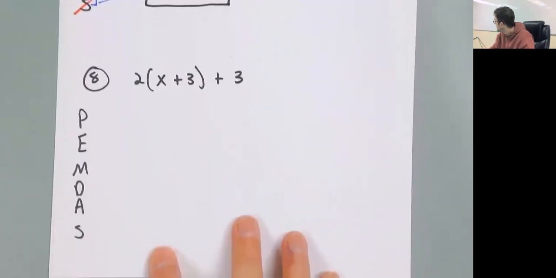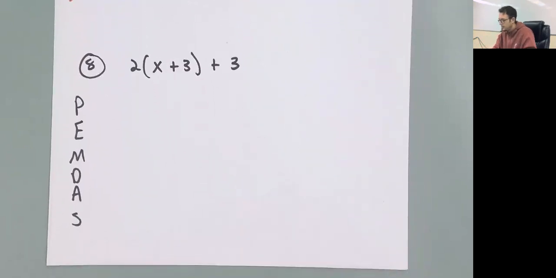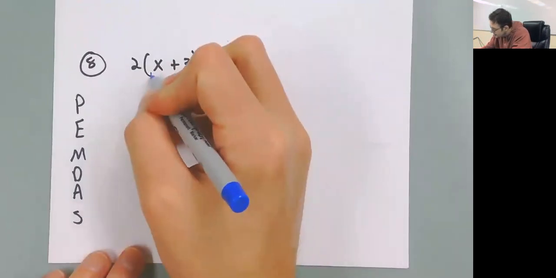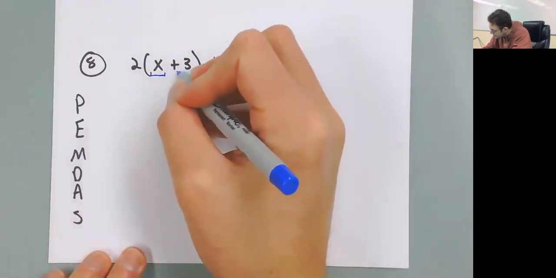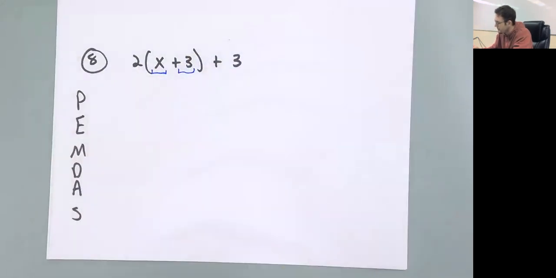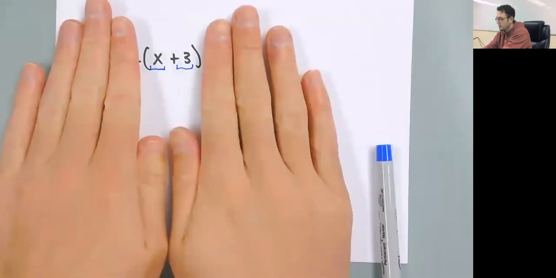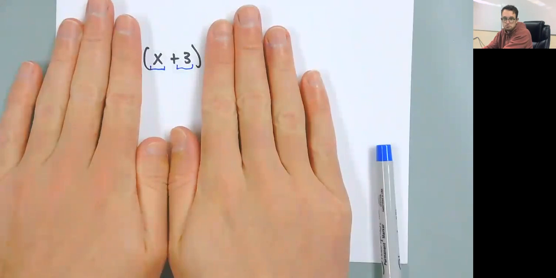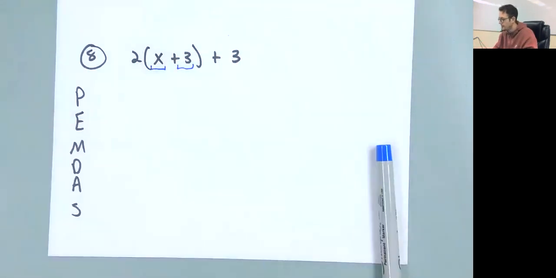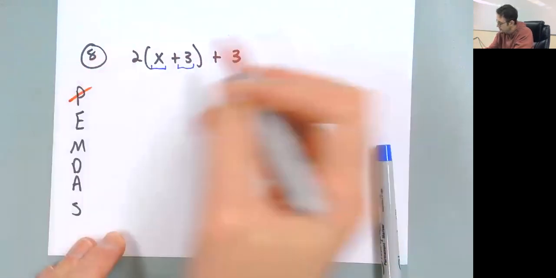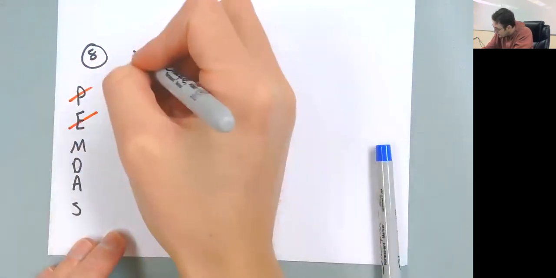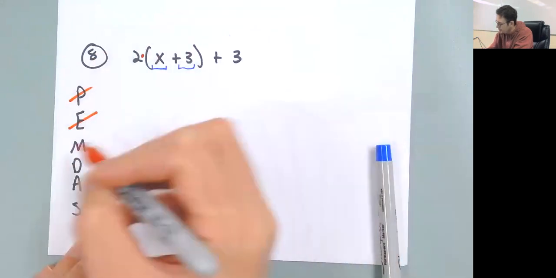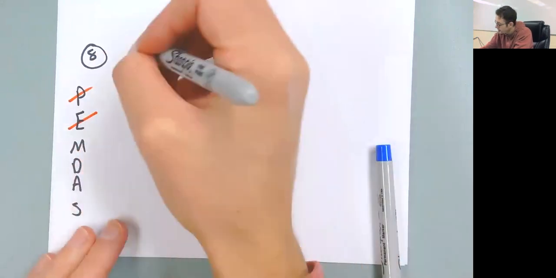All right, next one. Again, you have to look inside the parentheses. I have an x and I have a +3. Can I simplify that? No, you cannot. You cannot combine those, all right? So you can't do parentheses. There's no exponents. There is multiplication, so let's do that.